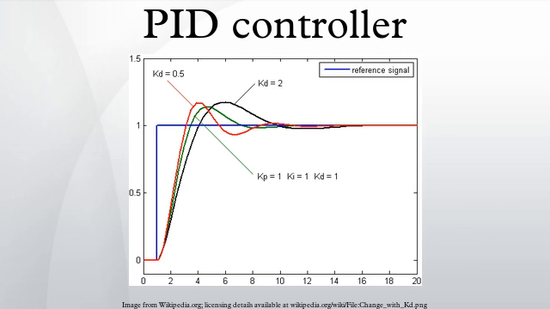Derivative term. The derivative of a process error is calculated by determining the slope of the error over time and multiplying this rate of change by the derivative gain Kd. The magnitude of the contribution of the derivative term to the overall control action is termed the derivative gain, Kd.